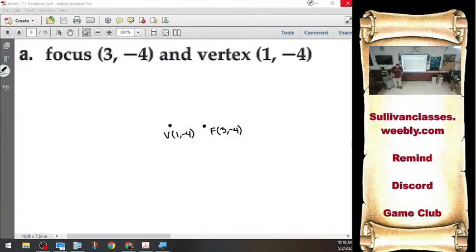Now that I have that, does my parabola open up, down, right, or left? Right. To the right. It always opens up towards that focus.